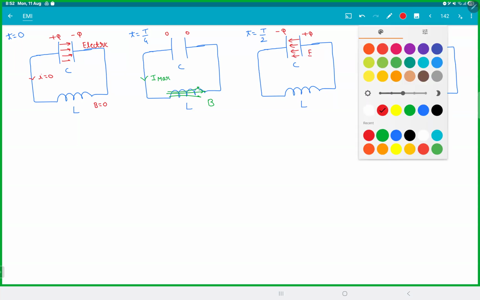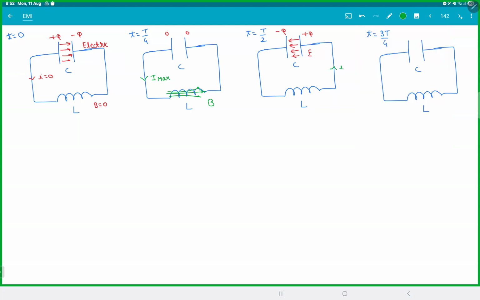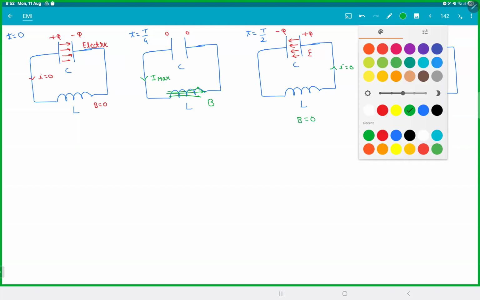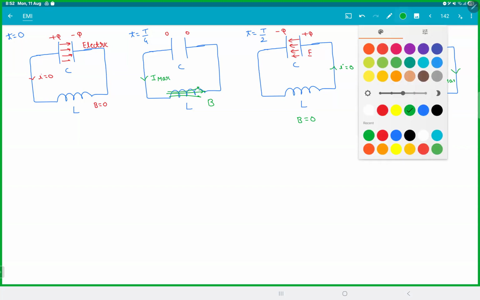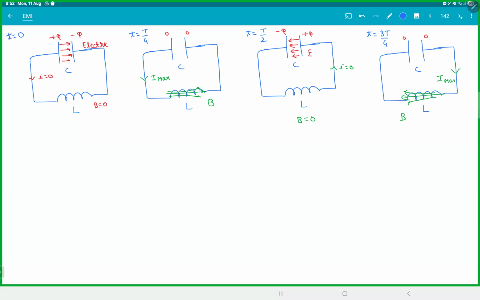Again, current becomes 0. Magnetic field becomes 0. Then again, this becomes empty. This time the current is in the reverse direction, I max. Now the magnetic field will be in this direction. And again at T, you come back to the initial state.